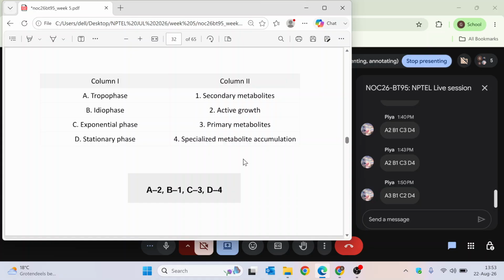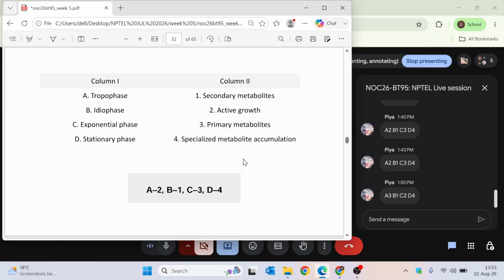And then when we talk about exponential phase, this is the complete stage in which the primary metabolites are being produced. The cell synthesizes essential cell components, and these components mostly are the primary metabolites that are required for microbial growth. And when you talk about the stationary phase, here the specialized metabolites get accumulated. So the growth rate will slow down, and all the secondary metabolites which started to be produced in the idiophase will get accumulated.